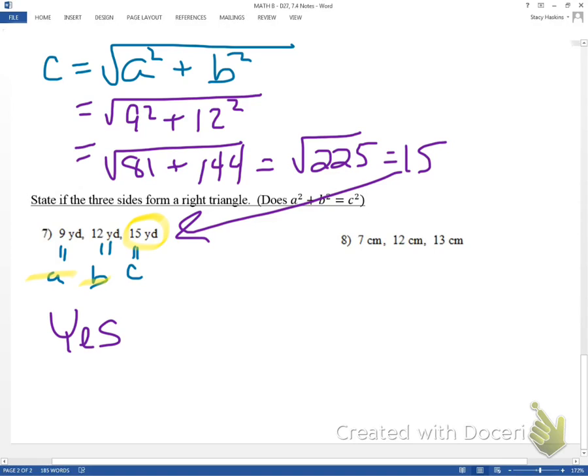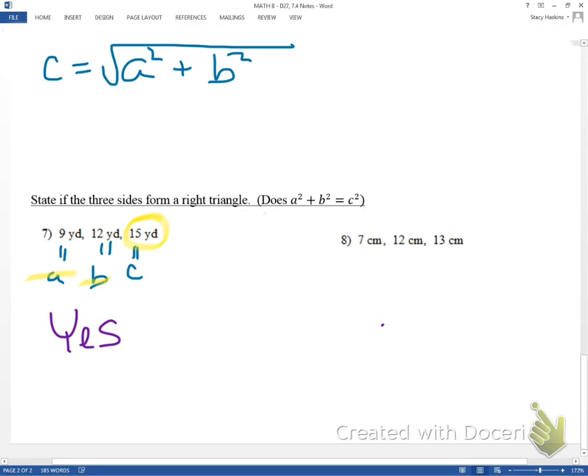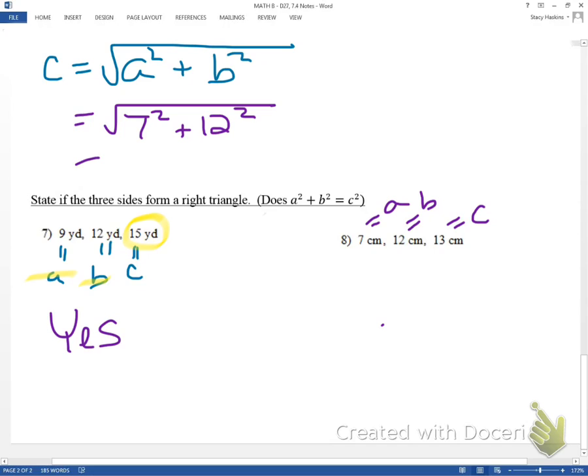Let's check number 8. So looking at number 8, which is our longest side? The 13 is our longest side, so that has to be side C. So let's just go ahead and label the other two as A and B. Do the same thing again. Replace your A and your B with the numbers that you're given. So 7 squared plus 12 squared. 7 squared equals 49 plus 12 squared is 144. Add those two together.